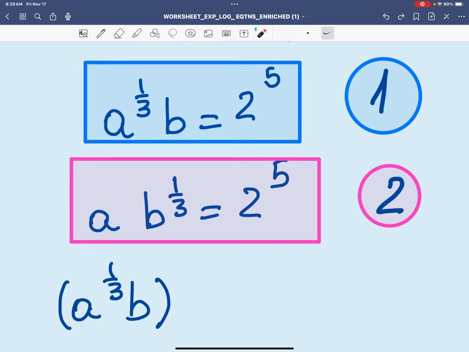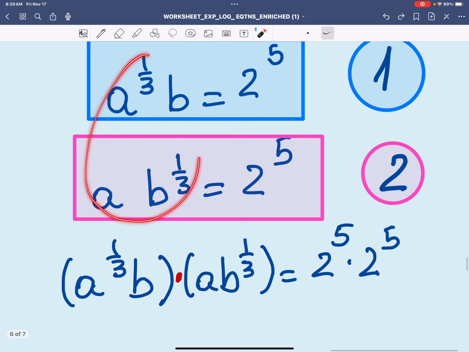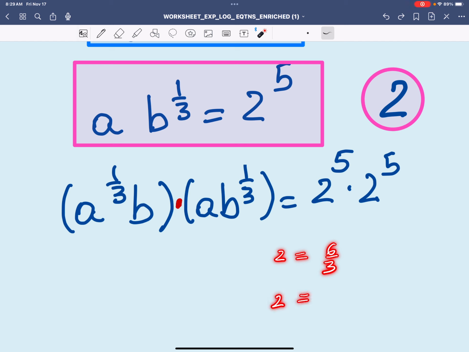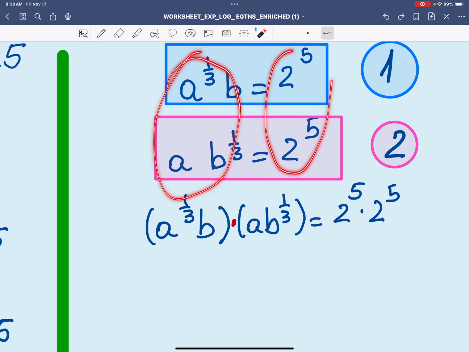And the way this would look is a to the power 1 over 3 times b, multiplied by ab to the power 1 over 3, would equal 2 to the power of 5 times 2 to the power of 5. So we're multiplying the left sides together and the right sides together to form an equivalent equation. It is very similar to saying if number 2 equals 6 over 3 and number 2 is 8 over 4, if you multiply 2 by 2, that would be the same as 6 over 3 times 8 over 4. It is as simple as that, right? So when we multiply two equations, we multiply the left sides together and the right sides together.